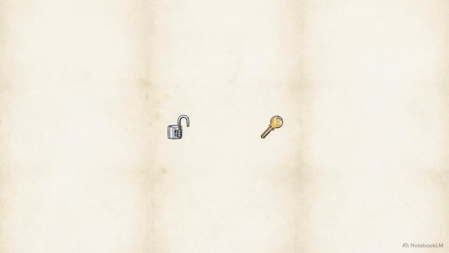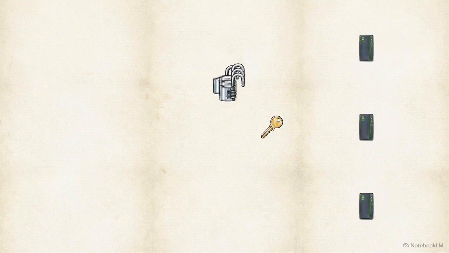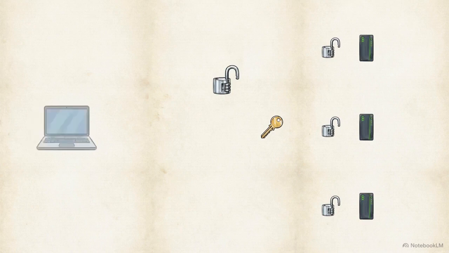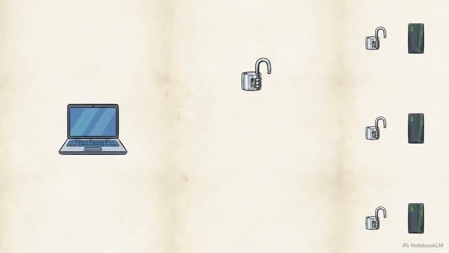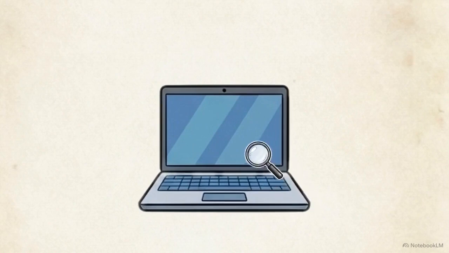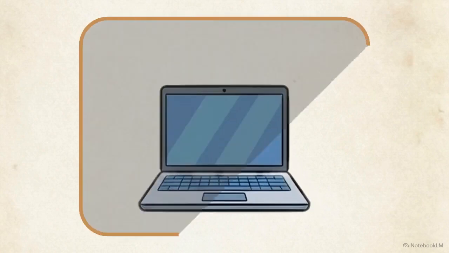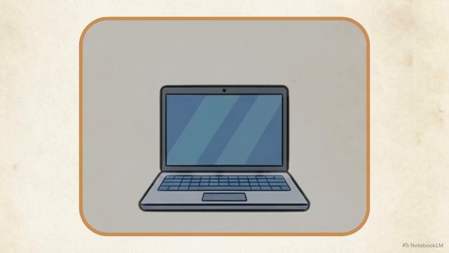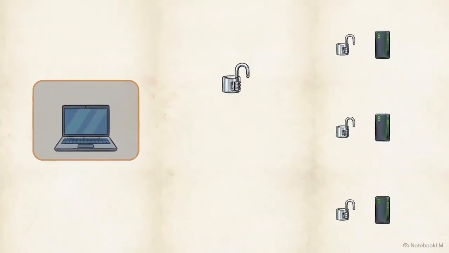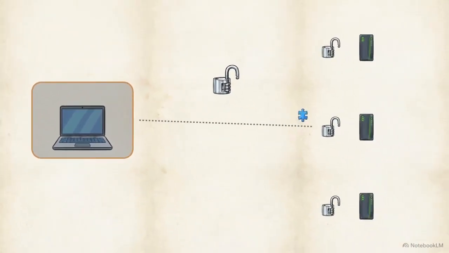First, there's the public key. You can think of this as an open padlock. You can safely hand copies of this open padlock to any computer on the internet. Then there's the private key. This is the actual physical key that is designed to fit perfectly into that specific padlock, and it never, ever leaves your computer. When you try to connect, the remote computer checks your open padlock.